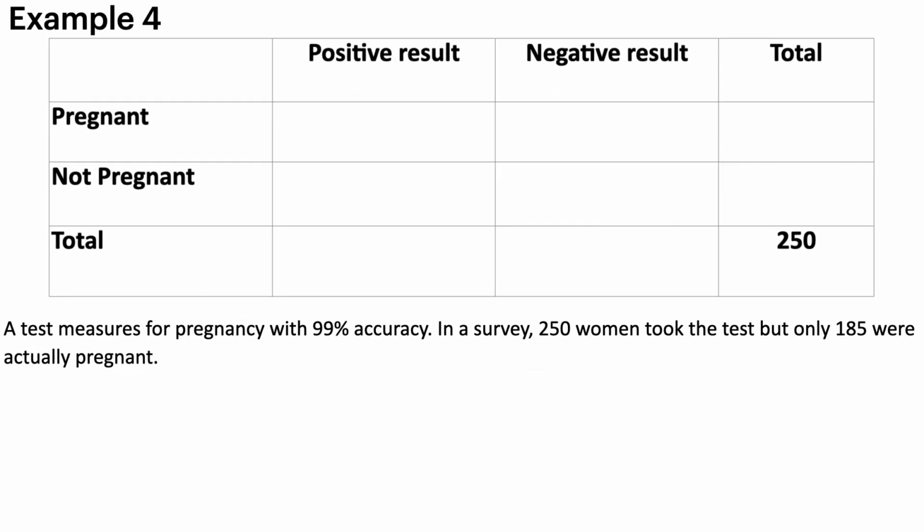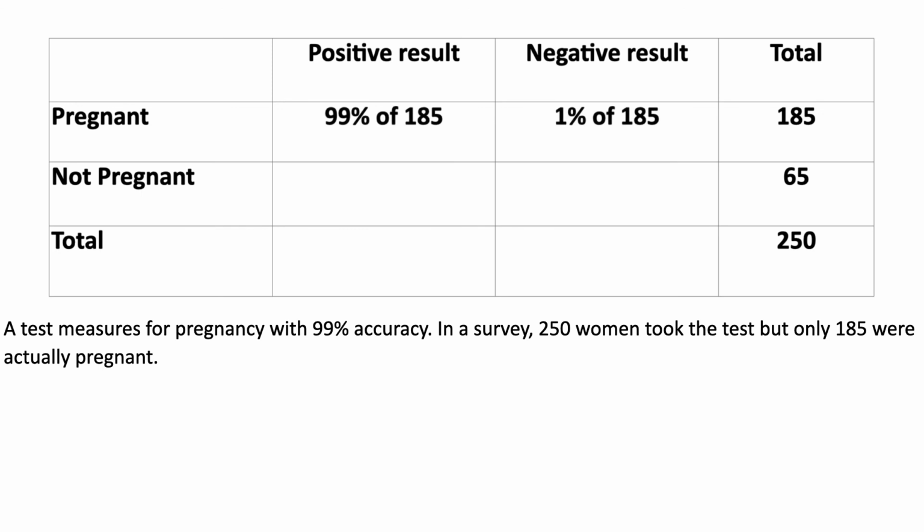Let's look at another example. A test measures for pregnancy with a 99% accuracy. In the survey, 250 women took the test, but only 185 were actually pregnant. Okay, they give it to us in numbers, so I can determine what the right-hand column should be. Now the test is 99% accurate, so I can easily determine what the first row should be. 99% should test positive, 1% should test negative. The converse would be true for this. 1% should test positive if they're not actually pregnant, and 99% should test negative if they're not actually pregnant.